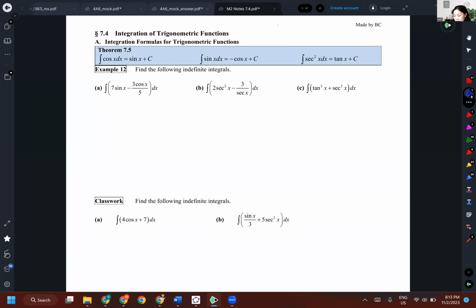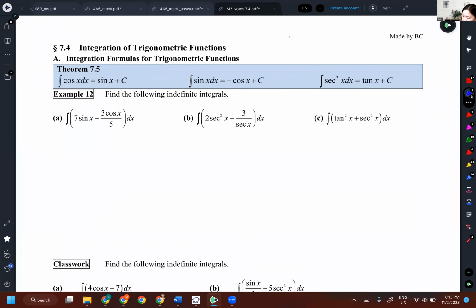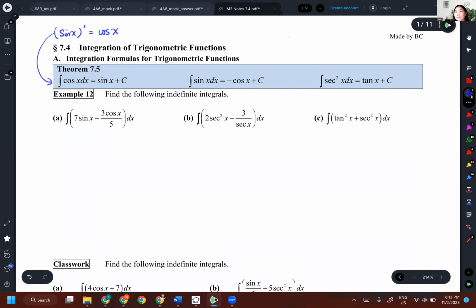Now, because of the differentiation, there are three formulas. That is, the derivative of sine x equals cosine x. And therefore you can reverse it. Reverse it, and you get the integral of cosine x is sine x.